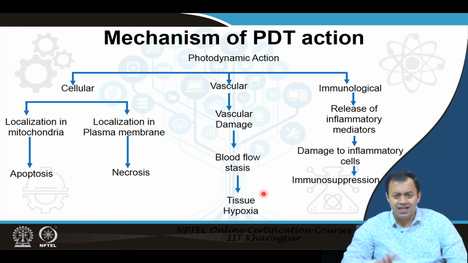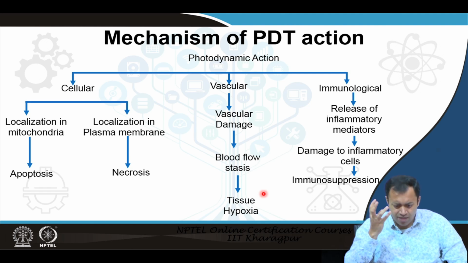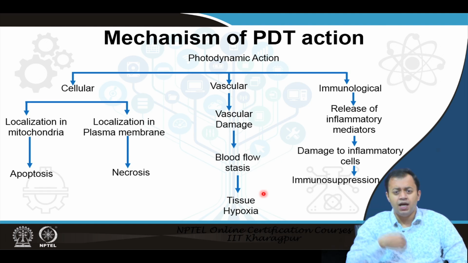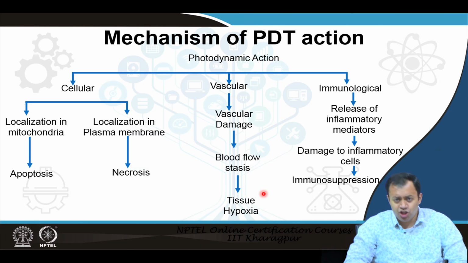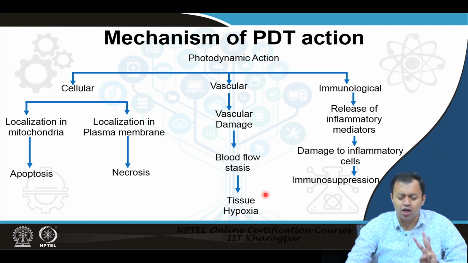So, what are the different areas or what is basically the mechanism of PDT? When I say that the oxidation takes place, the surrounding area, the cancerous cell or the cancerous tissue is vaporized or oxidized or burnt or destroyed or annihilated. What exactly does that mean? Well, there are three major categories in which photodynamic action happens: cellular, vascular and immunological.